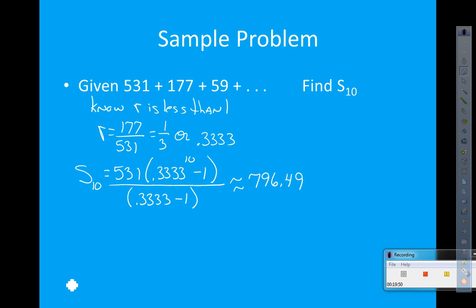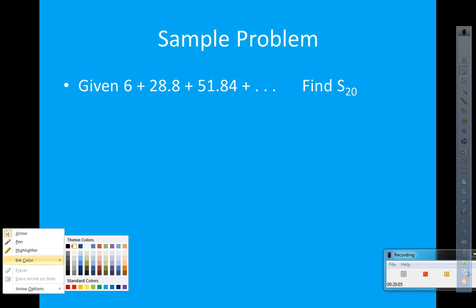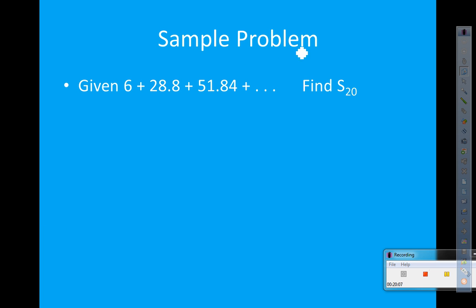Then I got one last example for you, and then that should teach you how to do worksheet number 6. But just some little hints. I know, once again, this is a series because of the plus signs. Whenever decimals show up out of the blue, like 0.8, 0.84, it's got to be geometric. Because if we're adding, we're going to get nice whole numbers. So let's get my R value right off the bat. R must be 28.8 over 6, which is going to be 4.8.